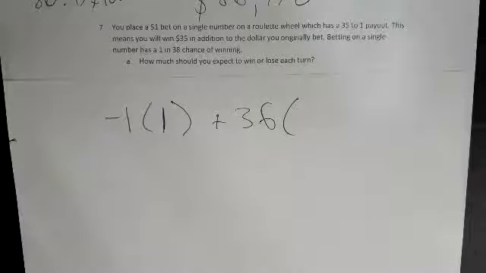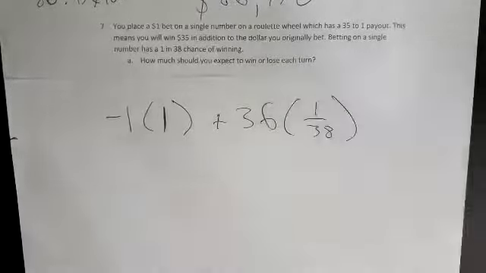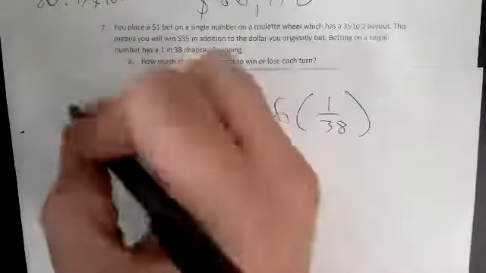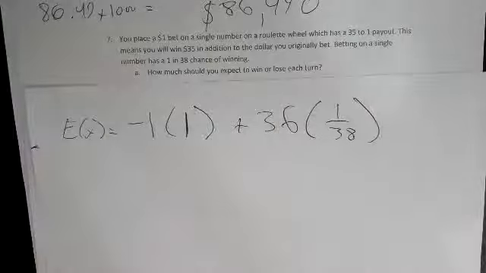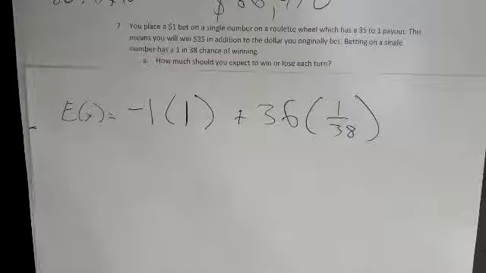1 in 38. Okay. And so if we want the expected value, that is what they're asking for in this problem. Maybe I jumped a little quick on that. How much should you expect to win or lose each turn? That is the definition of the expected value. On average, how much should you win or lose each turn? That's what the expected value is.